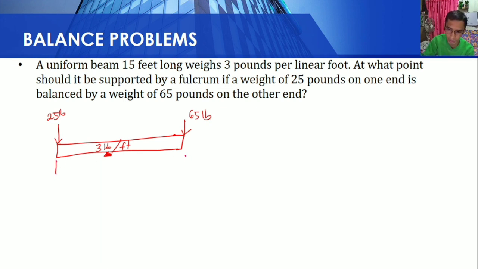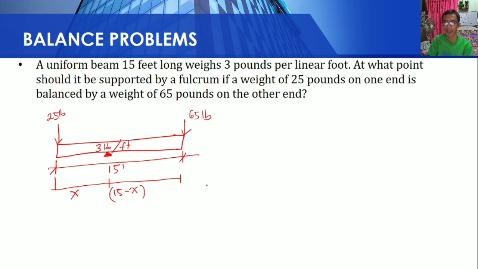So, yung length ng beam natin, this is 15 feet. So, let the distance of the fulcrum be x, and yung natitira dito sa right side, that will be 15 minus x. Sabi natin, dapat balance sila from dun sa left side and din dun sa right side. So, gawin natin yung equation natin.